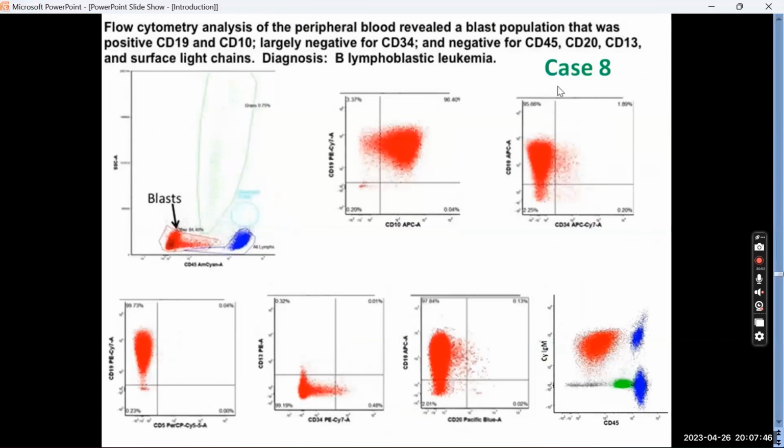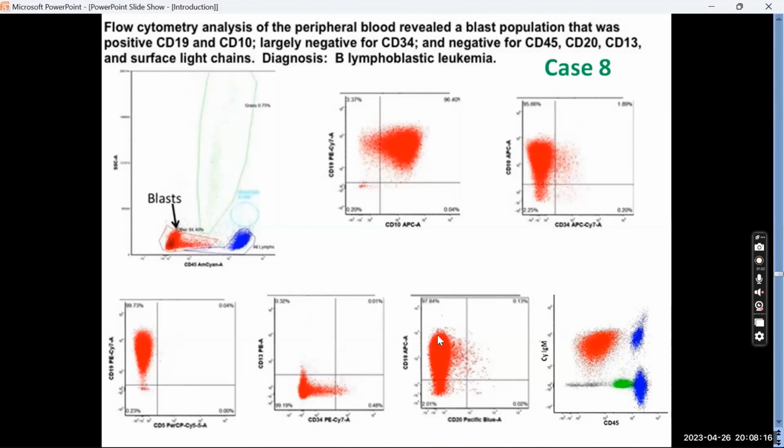However, this is another case which had a morphology of T lymphoid blast, and we did flow. So this population lies exactly here, negative for CD45. Of course, now it is positive for CD19. CD10 is positive, but in a dimmer fashion compared to the previous case. And CD34 is negative. In the earlier case it was CD34 positive, but here CD34 has vanished. CD10 is variable, dim positive, CD19 is positive, CD5 is negative.